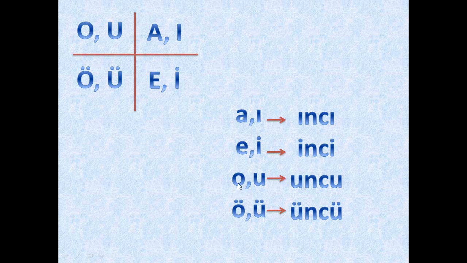If we have o or u at the end of the last syllable of the word, we are going to combine it with uncu. If we have ö or ü at the end of the last syllable, or if the last syllable contains one of these two vowels, we are going to combine it with üncü suffix. So let's go through them here.